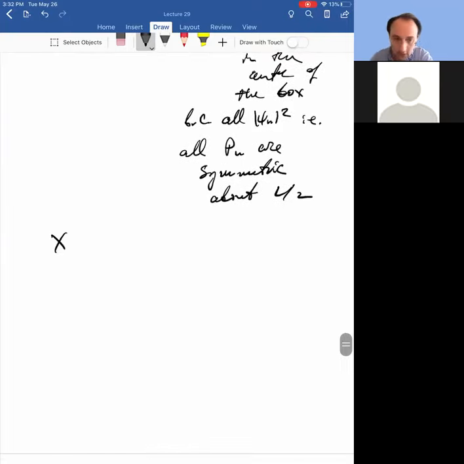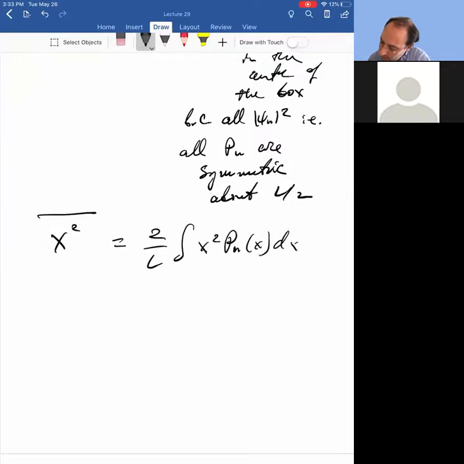Let's just continue. Let's calculate the average of x squared. Not the square of the average, but the average of the quantity x squared. Why? You will see in a moment. Why would we want this quantity? Probably because we want standard deviation, right? So let's do 2 over L times the integral of x squared times sine squared of k sub n x dx between 0 and L. That's how you would set it up.